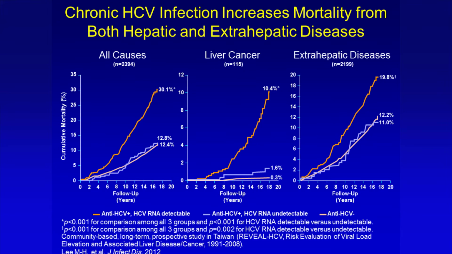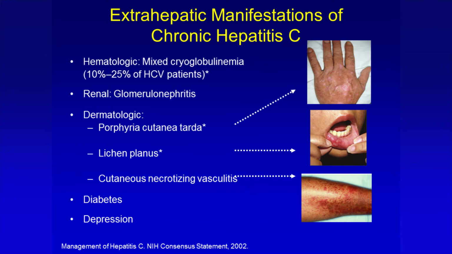Y90, Yttrium 90 could be $80,000. And a liver transplantation, God only knows what that would cost. This is a very important study by Dr. Lee and her colleagues in Taiwan showing that hepatitis C is a systemic disease. Not only does it affect the liver, and you see here people dying from liver cancer, but people also have extrahepatic manifestations. Mostly lymphoma, cryoglobulinemia, kidney failure. And we're seeing this today in our clinical practice.